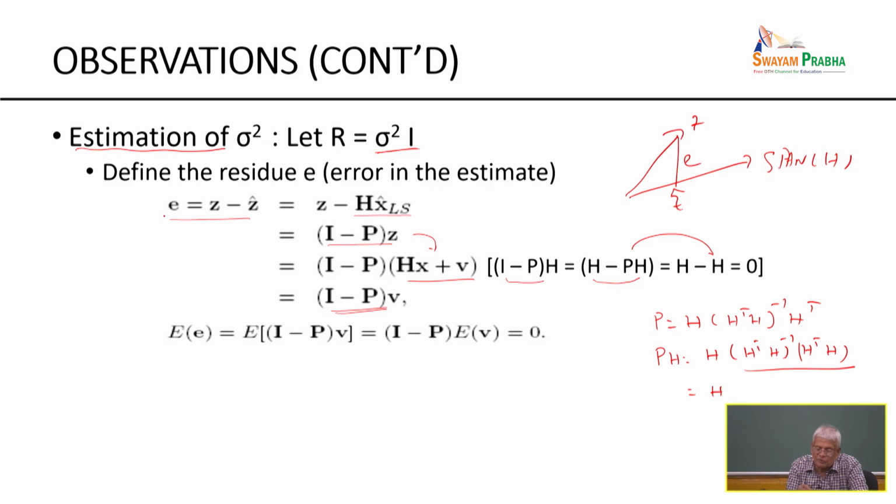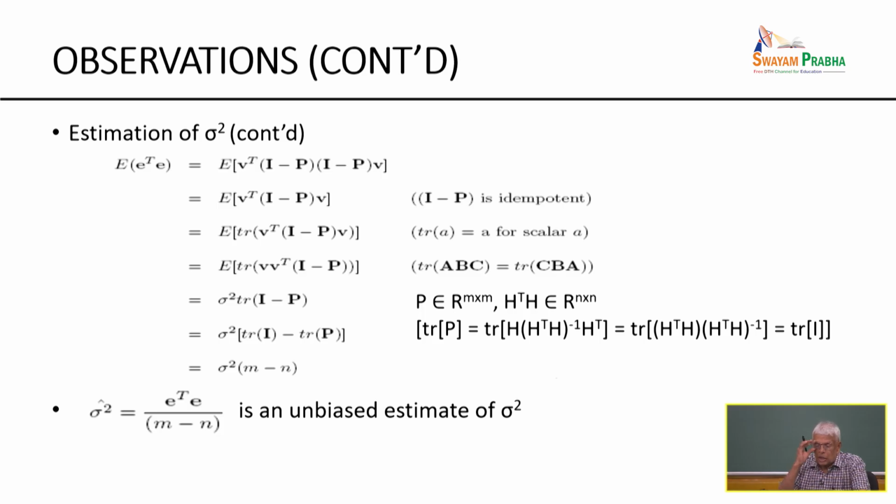So expected value of E is equal to expected value of I minus P times V, which is I minus P times expected value of V, and that is 0. So the residual has expected value of 0. Now, I am going to estimate sigma square. Sigma square is related to the trace of the covariance matrix. E E transpose is a matrix, and E transpose E is a scalar.